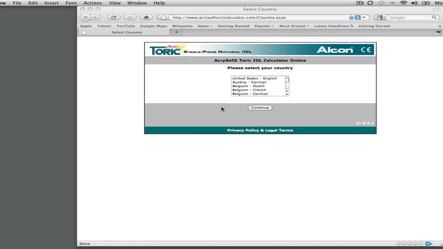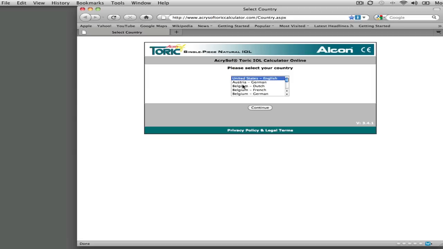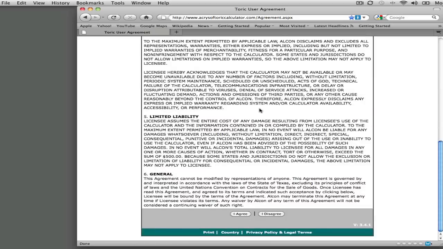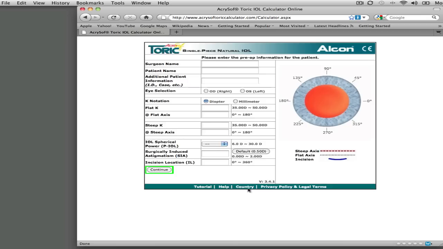This is the Microsoft toric calculator site. You see it up here. The first time you have to enter which country you're from. Then next there's an agreement on the terms. Click on I agree. And then we bring up the data entry site. My staff enters my initials, and the patient's name; in this case I'll just use the initials. This happens to be the right eye.